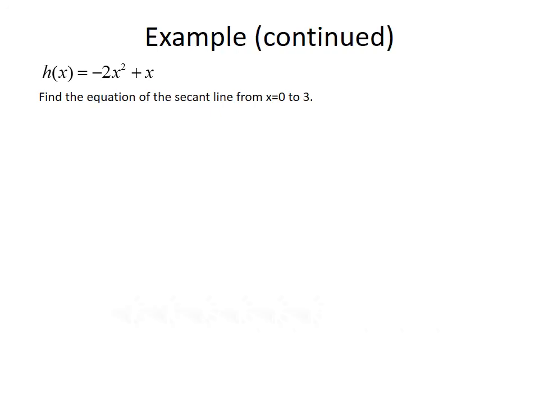Continuing our example, since we found the average rate of change from 0 to 3, we can now find the equation of the secant line that goes from 0 to 3. So from the first part of the example, we know that the 2 points on the line are 3, -15, and 0, 0. And we know that the slope of the line is going to be -3 because that was the average rate of change.